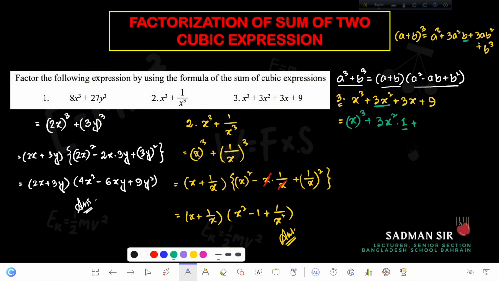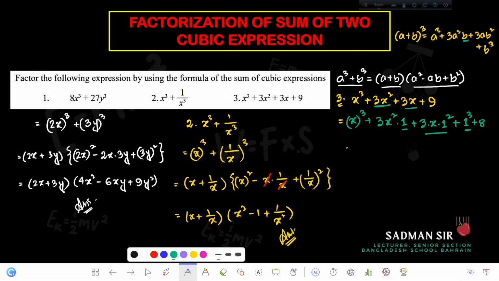So let us continue. Then the next term is 3ab square. 3 into a, which is x, and b, we already know that b is 1, so b square. Then plus we have b cube, and b is 1, so b cube is 1 cube. Now there is a little bit of problem. Oh, we did not check whether this one matches with this one or not. 1 square is 1, so 1 into 3 is 3, and x is there, so 3x, it's fine. But the problem is here, you can see 1 cube will be 1, but what we have here is 9. So I need to add 8 with this one so that it becomes 9.